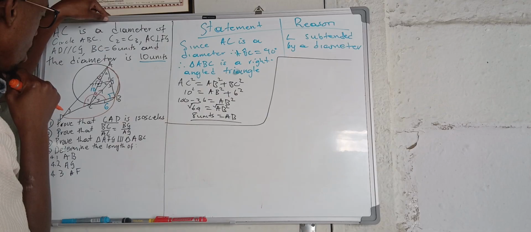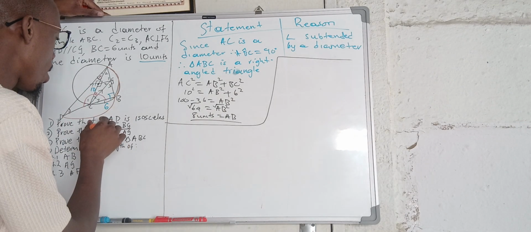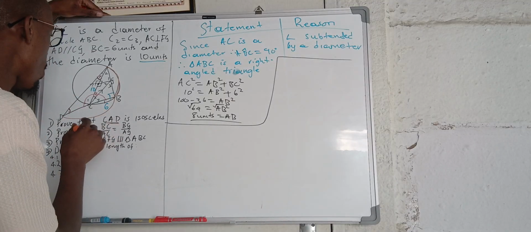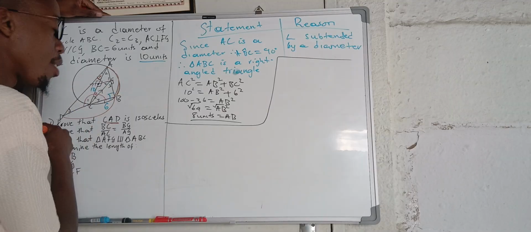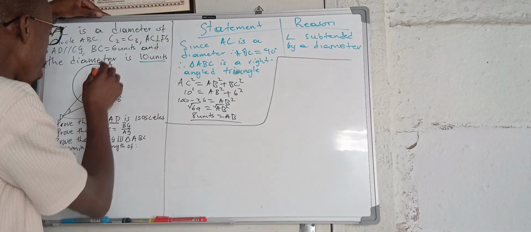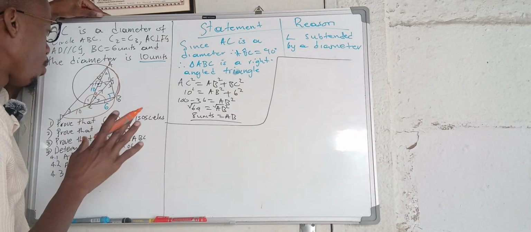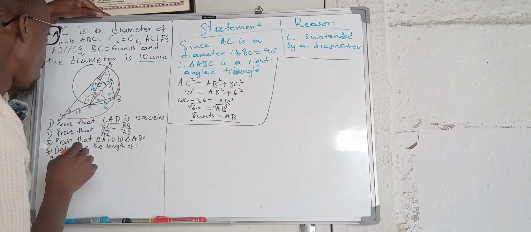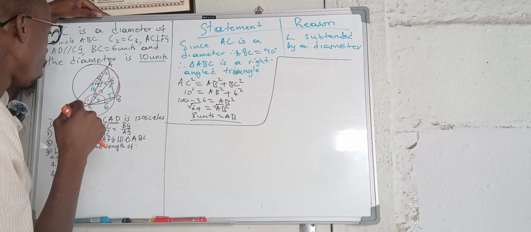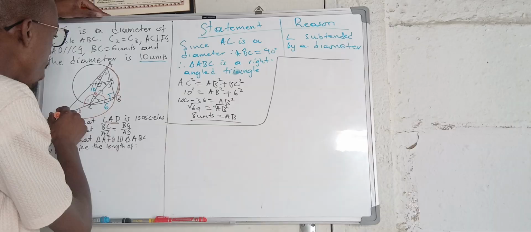I did not state that also. So let me take you back to the previous question. We proved that CAD is an isosceles triangle, and we found the angles that make it isosceles, therefore AC is equal to DC. Since AC is 10, therefore DC is 10. I'm sorry for forgetting to show you that. That makes BD 16. Cool. Now let's proceed.